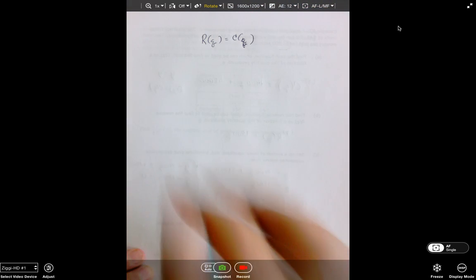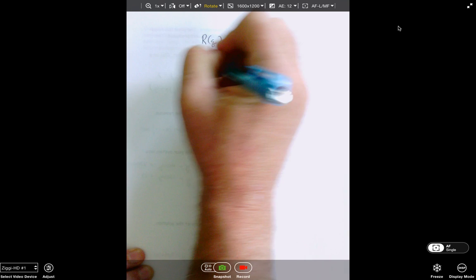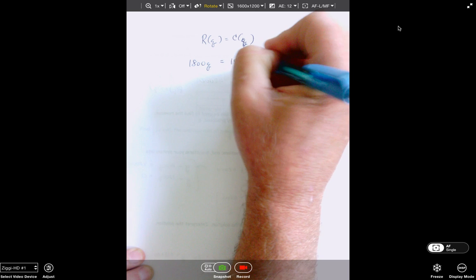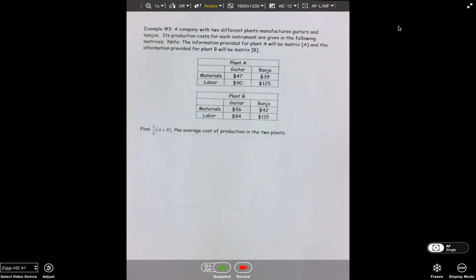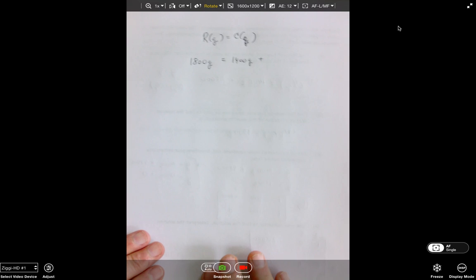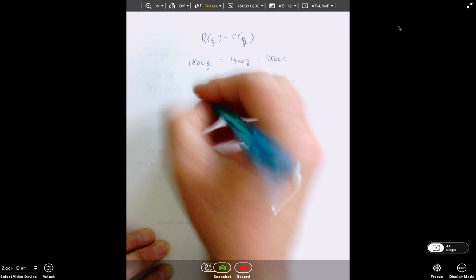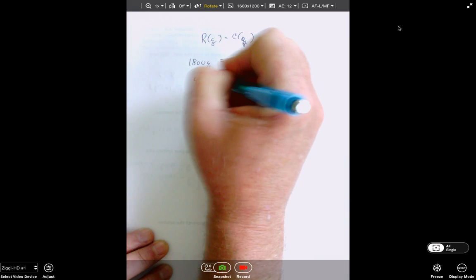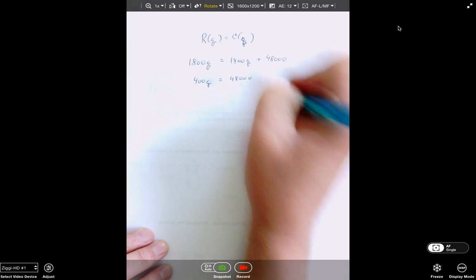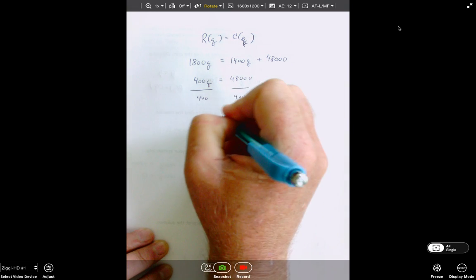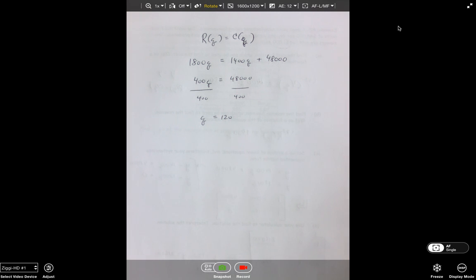And that's where the revenue equals the cost. Well, let's see. We had revenue is 1,800 Q. Cost was 1,400 Q plus, I don't remember, 48,000. Subtract the 1,400 Q from both sides. Divide both sides by 400. So it tells us there that we have a quantity of 120 for the break even, which is exactly what we found back over here.